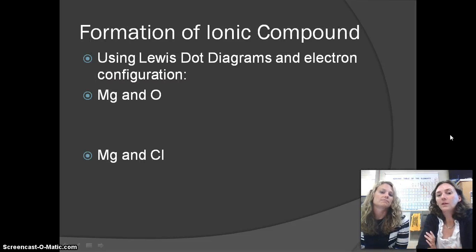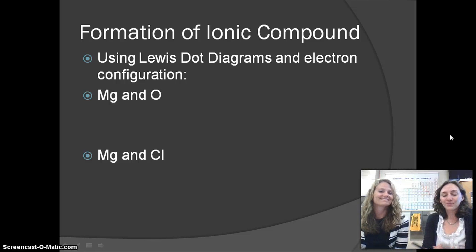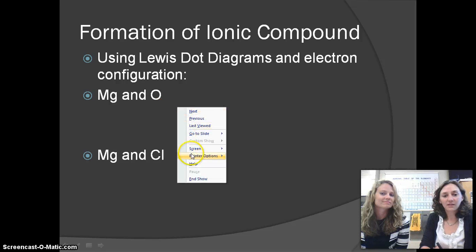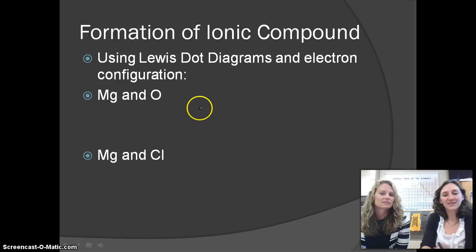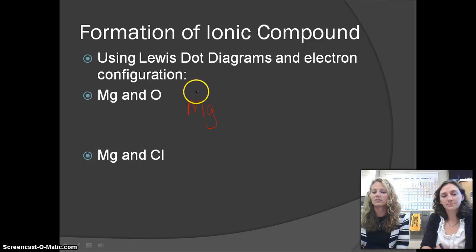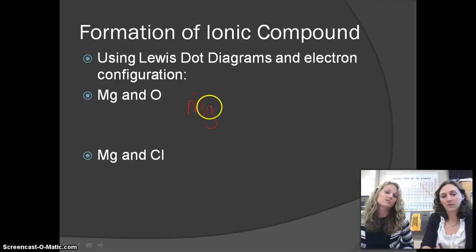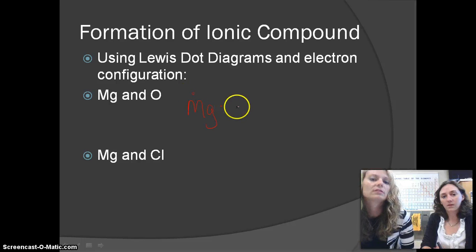All right. Formation of an ionic compound. Now we have to draw. We're going to do some Lewis dot structures and electron configuration. First we need to draw magnesium. It has a charge of 2+, which means it's going to try to get rid of 2 electrons. So we're going to do the dot structure. 2 dots, 1, 2.